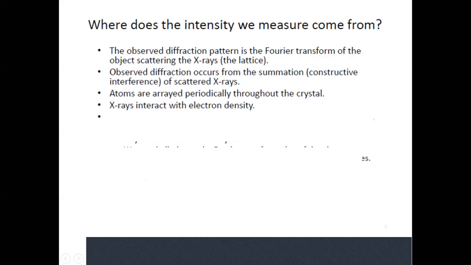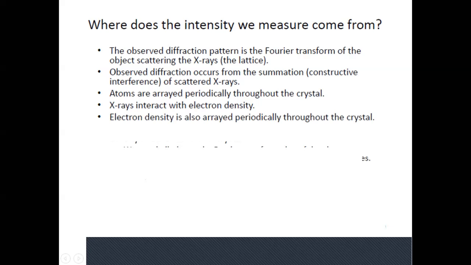Next, we know that X-rays interact with the electron density of the atoms. So if you have heavier atoms, they have more electrons, it's going to interact differently. If you're comparing a carbon and a copper, X-rays would interact differently between the two because copper has more electrons than carbon. So it's going to diffract more strongly with copper versus carbon because it has more electrons to interact with.